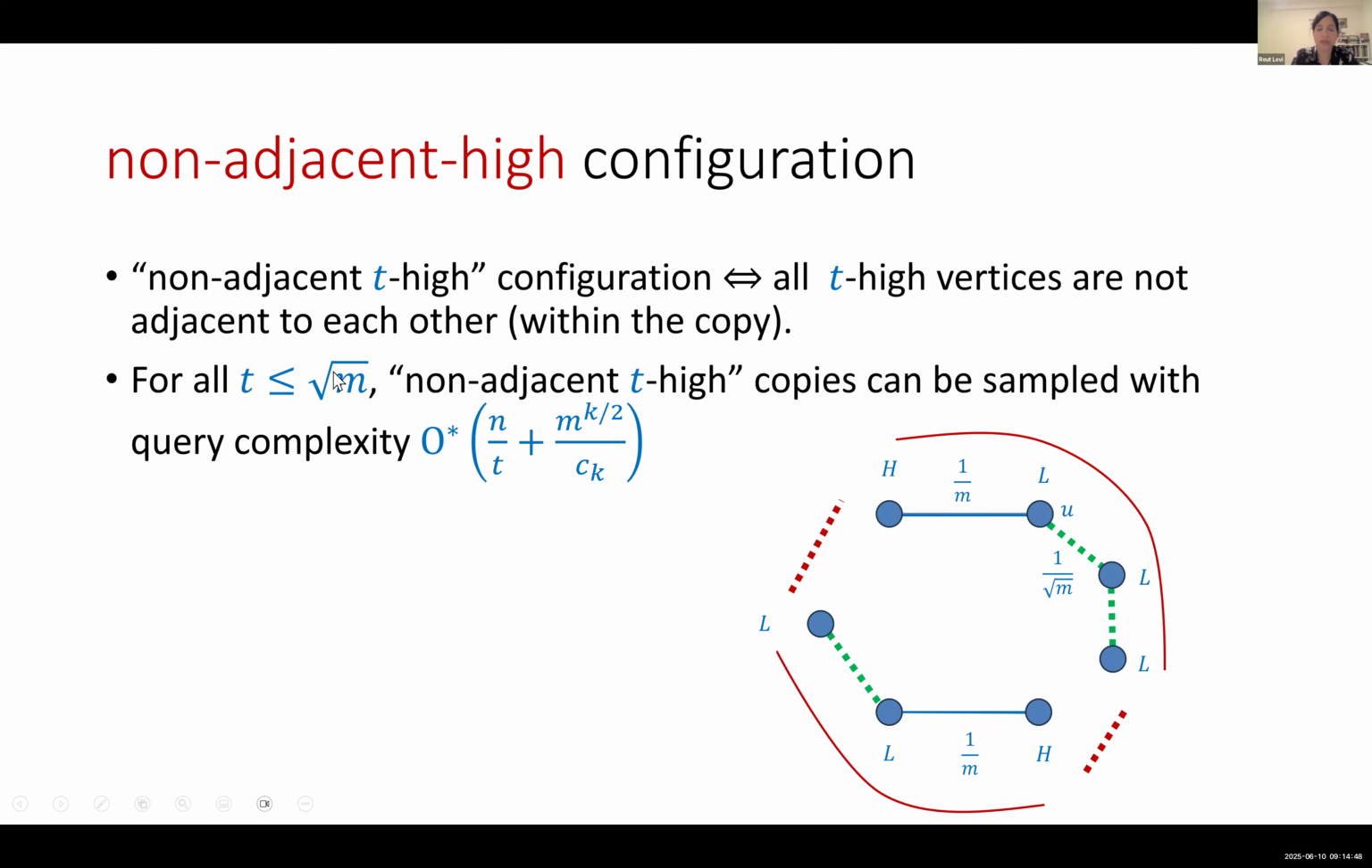So if we set the threshold T to be at most square root of m, then we can show that non-adjacent T-high copies can be sampled with equal complexity, which is roughly n over t plus m to the power of k over 2 over the number of copies. Observe that by the lower bound that we have, we can tolerate t to be as small as gamma.